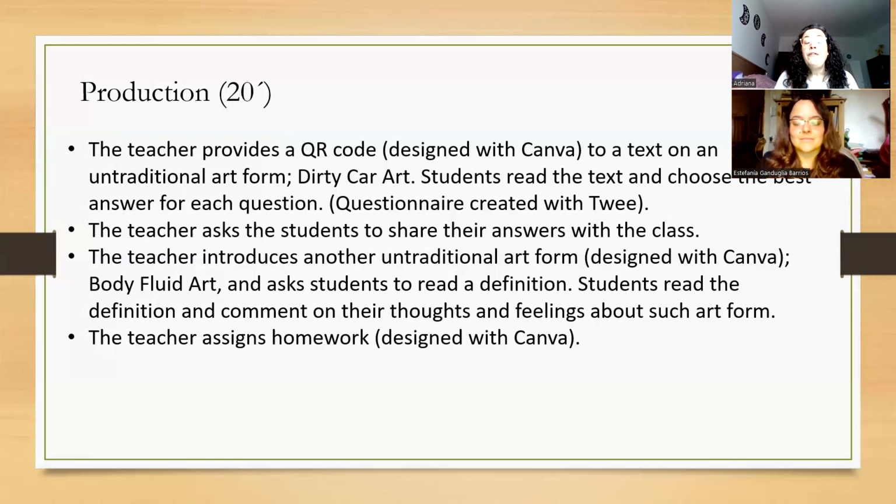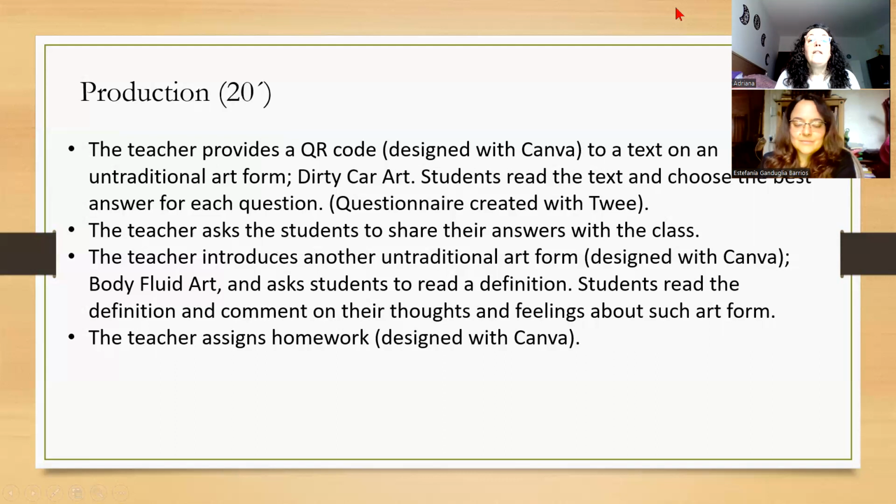Then we are going to be focusing on another untraditional art form. We are going to be reading a definition on body fluid art. This particular resource was also designed with Canva. So the students are supposed to read the definition and then discuss in small groups, preferably pairs or trios, how they feel about that, share their thoughts, their feelings, their opinions about such a particular art form.